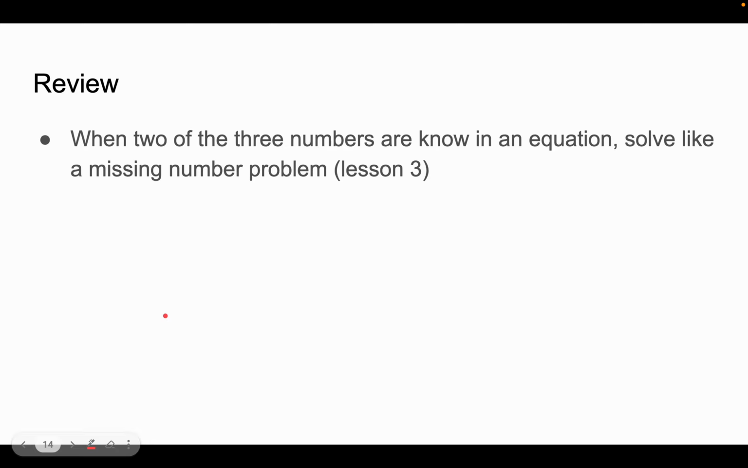Simple enough. So to review, when 2 of the 3 numbers are known in an equation, you can solve them just like the missing number problems that we learned in lesson 3. And then you can always check your answer by substitution. So just take your answer that you come up with, take your solution, put that in for the variable, and see, does your equation make sense? Is it true?